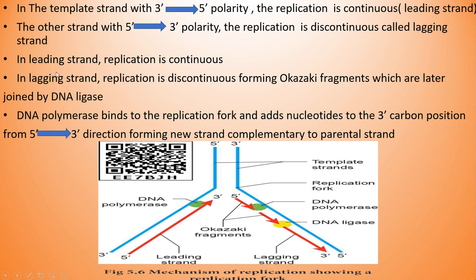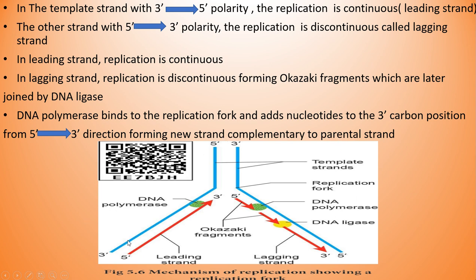So in the leading strand, replication is continuous. In the lagging strand, replication is discontinuous, so the Okazaki fragments are formed, but later these fragments are sealed or joined together by DNA ligase. Now, DNA polymerase is an enzyme which binds to the replication fork and adds new nucleotides to the 3' carbon position. So always the replication occurs in which direction? The 5' to 3' direction, forming a new strand that is complementary to the parental strand.